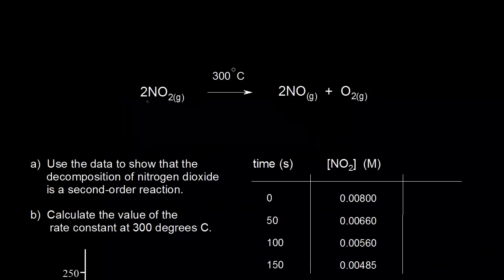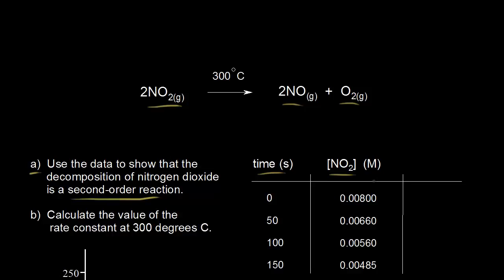Here we have the balanced equation for the decomposition of nitrogen dioxide into nitric oxide and oxygen. In part A, they want us to use the data to show that the decomposition of nitrogen dioxide is a second-order reaction. So over here we have the time, and we also have the concentration of NO2.